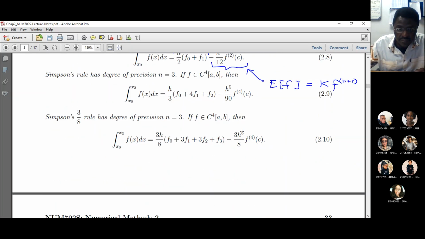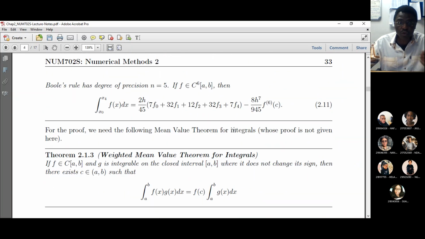Whereas here, to have a good precision, like a degree of precision of 5, I need to evaluate at 5 points. If I use the Boole's rule, 1, 2, 3, 4, 5. So I need a lot of points to be able to reach degree of precision 5. I need 5 points, a lot, just for that. But with the quadrature formula, I need less than this to achieve this higher accuracy.